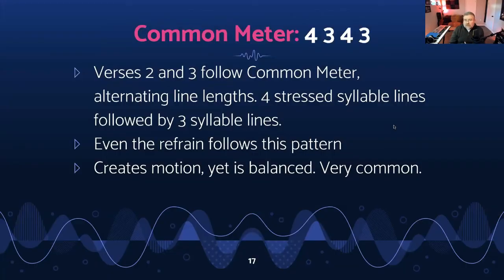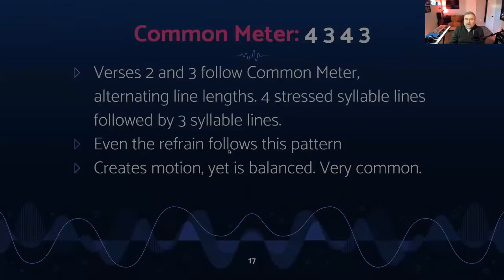Sometimes you would consider this common meter, where it's a 4-3-4-3. This is "Mary Had a Little Lamb, fleece was white as snow, everywhere that Mary went, the lamb was sure to go." That's a 4-3-4-3 pattern. The verses within this song, verses 2 and 3, follow common meter. It's 4-3-4-3, and even the refrain follows the 4-3 pattern. Again, this creates motion, but it creates balance, which is very common. So you always have a call and a response.